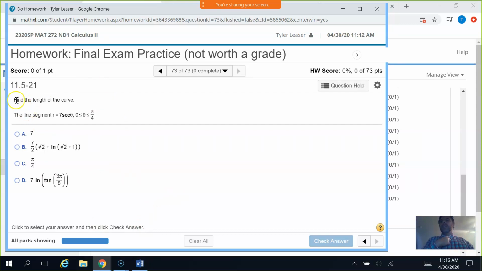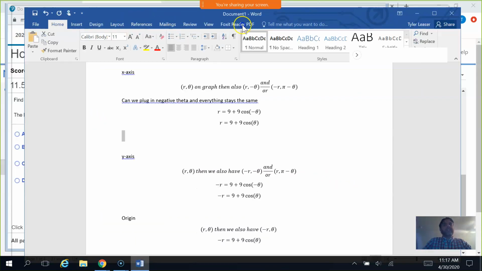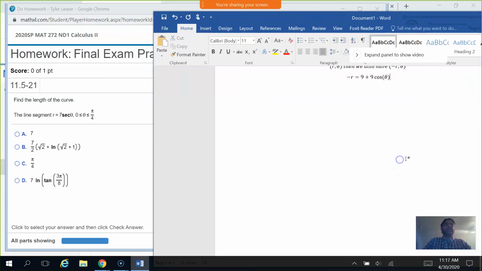Just working through these. First question, find the length of the curve. The line segment r equals 7 secant theta, where theta is going from 0 to pi over 4. You don't have to graph these when you're finding the length of the curve, because they're always going to give you the bounds of your integral. What you would need, and something that you would hopefully have in front of you in an organized formula sheet, is the arc length formula.